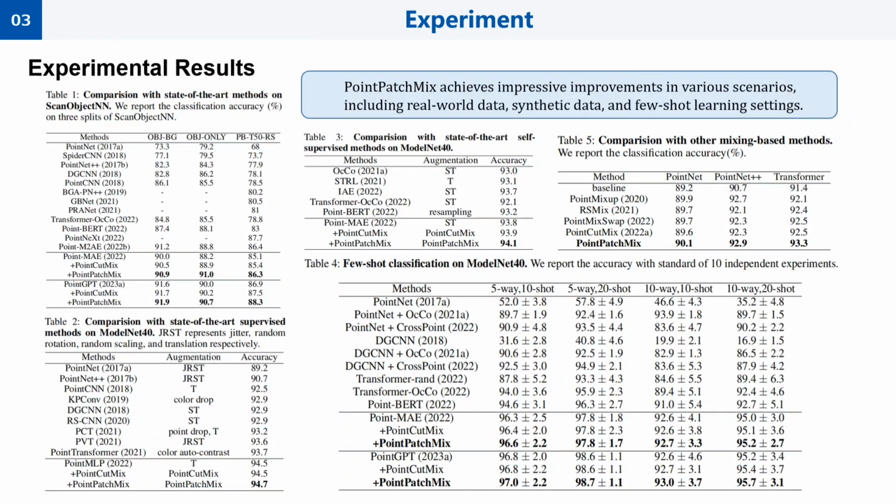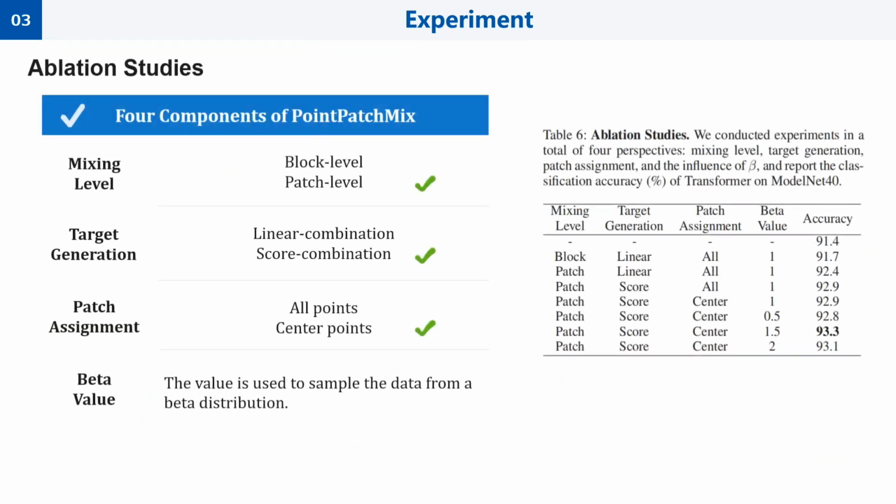Our model achieves 86.3 accuracy on ScanObjectNN and 94.1 accuracy on ModelNet40, which outperforms previous methods by a notable margin. PointPatchMix also demonstrates remarkable generalization across diverse architectures, enabling the state-of-the-art architecture, PointGPT, to achieve a remarkable accuracy rate of 88.3 on ScanObjectNN. To evaluate the contribution of each component in PointPatchMix, we conduct ablation studies on ModelNet40.